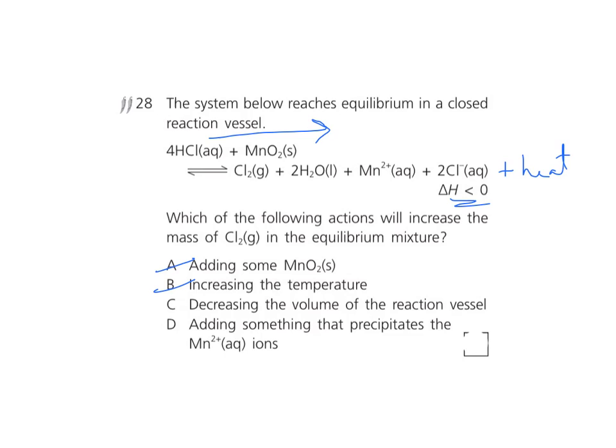Decreasing the volume, that'll raise the pressure. The system will try to lower the pressure by reducing the amount of gas. The only gas is on the right-hand side. That would cause a reverse shift, so no. Adding something that would precipitate the manganese. If the manganese is precipitating, then its concentration is dropping. The system would try to shift forward to make more. That looks tempting. Notice again, we could explain that with kinetics. The manganese is decreased in concentration, therefore the reverse rate is lower than the forward rate, so there'll be a forward shift.